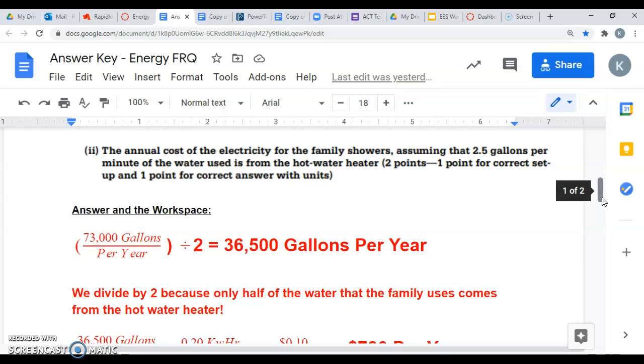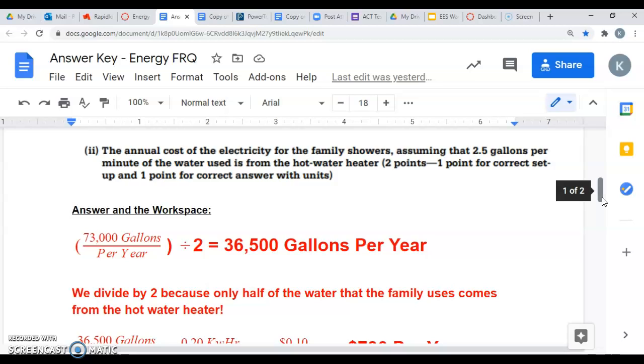So we're calculating the annual cost. Now, in that first one, we calculated how many gallons were used total. But this particular problem is telling us that only half of the water comes from the hot water heater. So only half of the water used is actually being heated up, which is what we need to calculate.